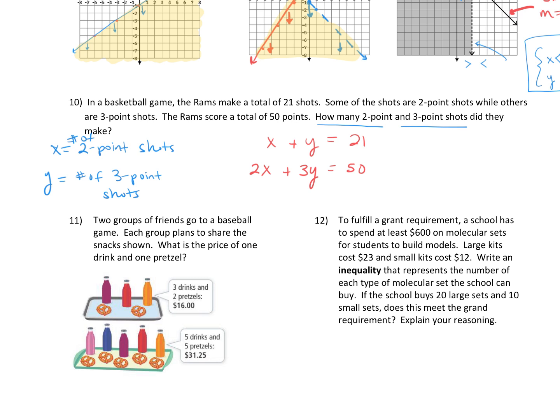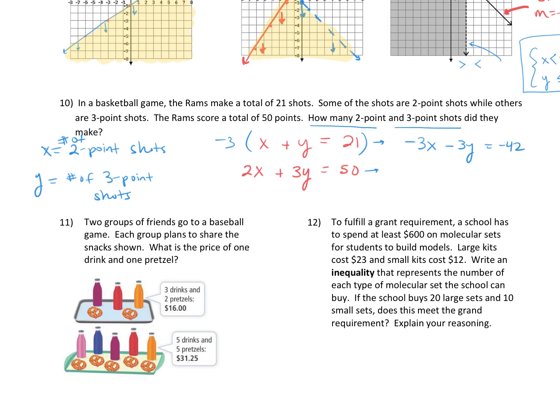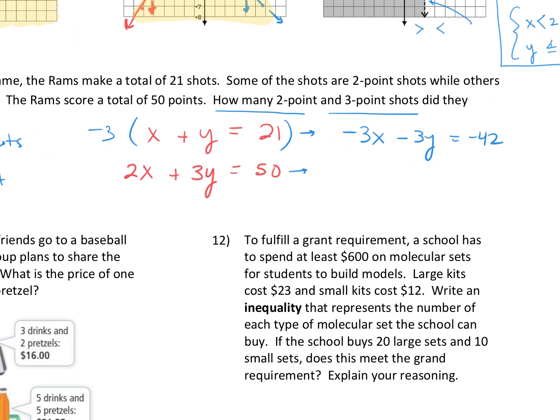We could do substitution or elimination. I think it's set up very nicely for elimination. Maybe we'll eliminate the y's. To get those y's to be opposites, we're going to multiply the top equation by a -3. And then we'll rewrite our system over here. So we're going to have -3x minus 3y equals -42. And then I'm just going to carry over the bottom equation, 2x plus 3y equals 50.